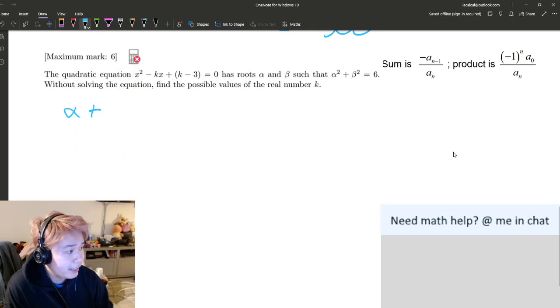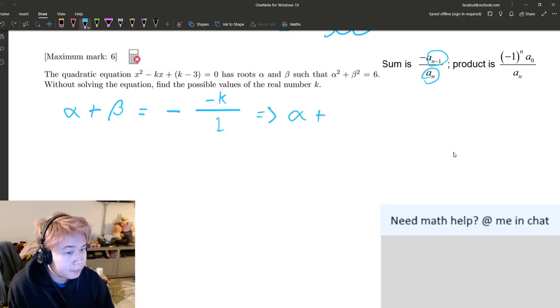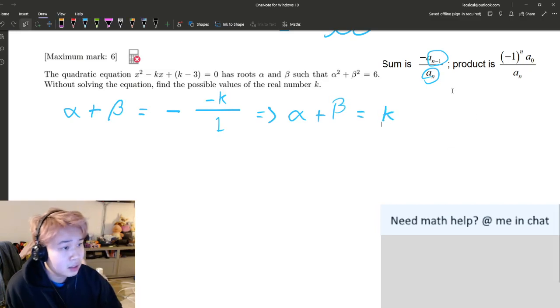So if I add alpha and beta together, then this is equal to negative the second term, which is negative k, divided by the first term, which is just 1. In other words, alpha plus beta is just k, so that's nice.